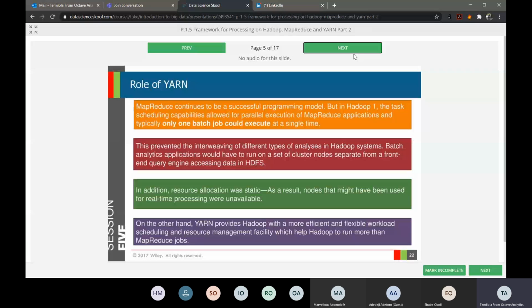So looking at this now, I want you guys to look at this very first statement. MapReduce continues to be a successful programming language, but in Hadoop 1, the task scheduling capabilities for parallel execution of MapReduce applications were limited, and typically only one batch job could be executed at a time. So meaning, just like the problem statement Hubert helped us with, in Hadoop 1 we could only focus on Hubert's problem statement.